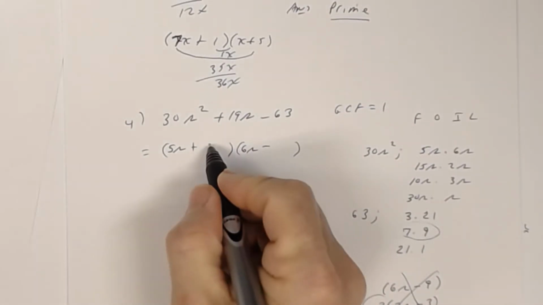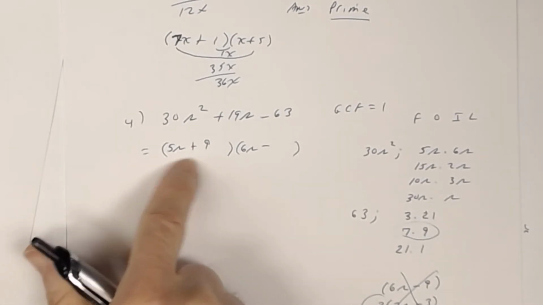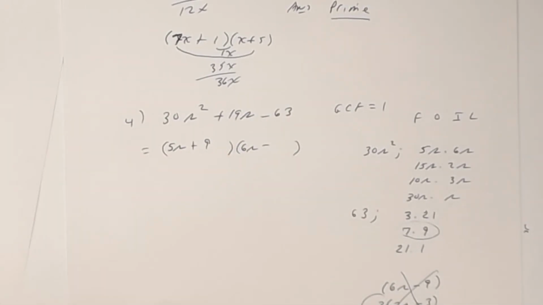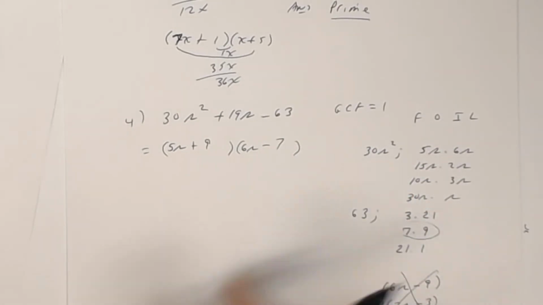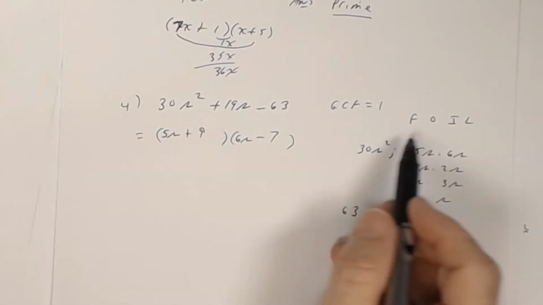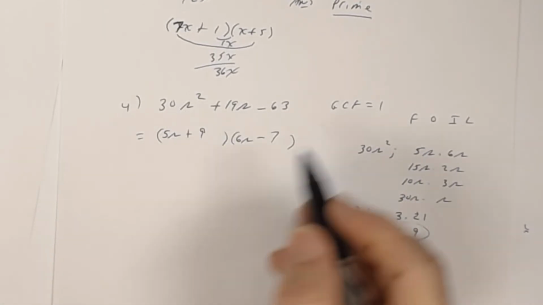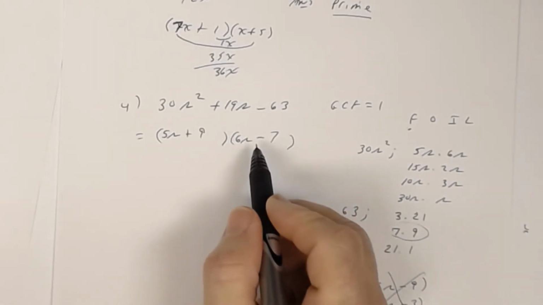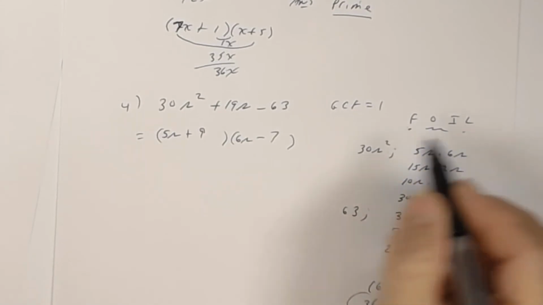So let's put the 9 with the 5s, because now you know the GCF is 1 here. So we're good so far, because that's what our GCF said. And then let's put the 7 here. Okay? All right, now let's check. So let's do the F first. 5s times 6s is 30s squared. So I'm good. Let's go to the last. A positive 9 times a negative 7 is a negative 63. So I'm good. Now let's do the outer and the inner.